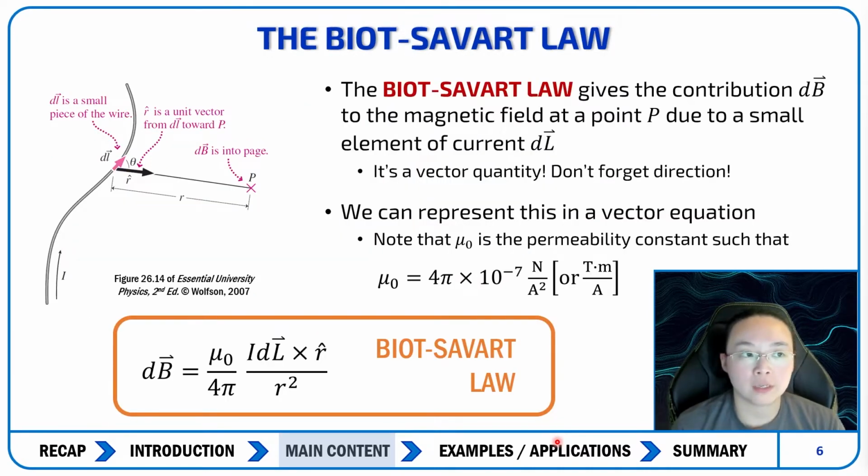After that, we took a look at the Biot-Savart law. So think of it like how in Coulomb's law, we have dE due to a differential charge element dQ. We now have dB, a differential magnetic field element, because of a small differential current element dL. So keep in mind it's a vector quantity. So at the very end, your magnetic field solution should have a direction.